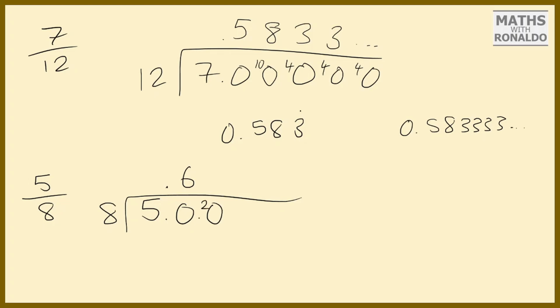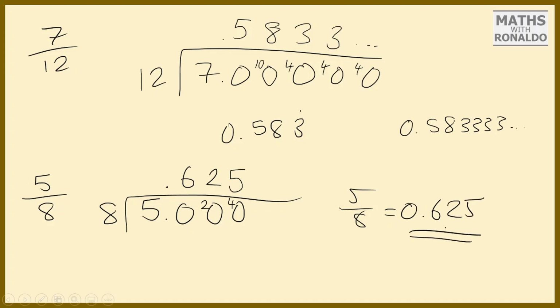8 goes into 20 2 times, remainder 4. 8 goes into 40 5 times, remainder 0. So 5 over 8 equals 0.625. This is what we call a terminating decimal. This is not a terminating decimal because 0.5833333, well, it doesn't terminate because we have loads of 3's.